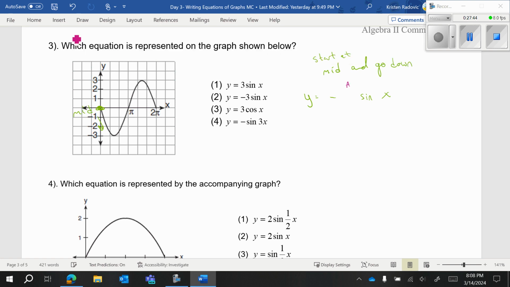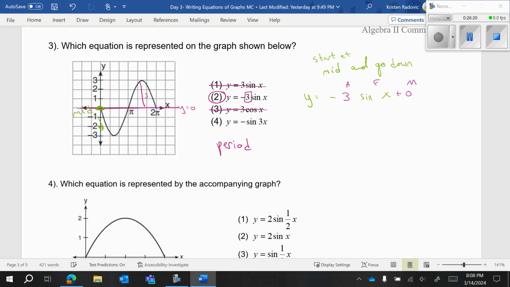You need your amplitude, your frequency, and your midline, but most importantly, look at your answer choices. This is negative sine, not cosine, not sine. From there, your midline is y equals 0. Your amplitude is 3. Look at your answer choices. There's only one with an amplitude of 3. It's choice 2.